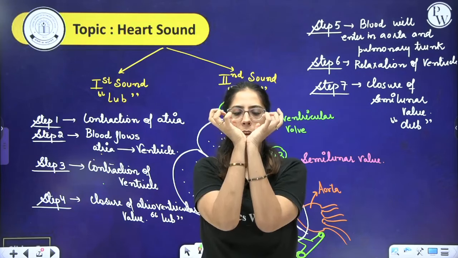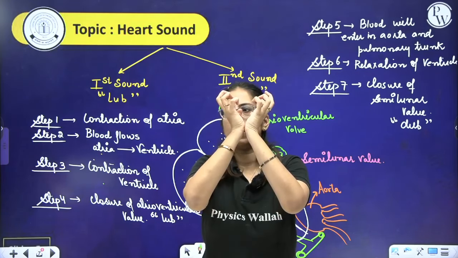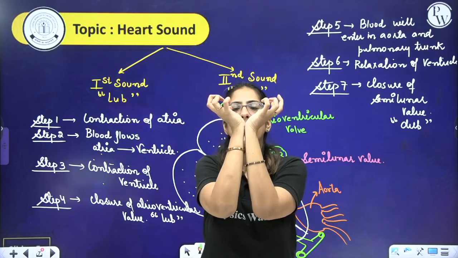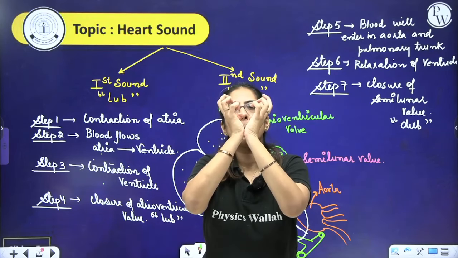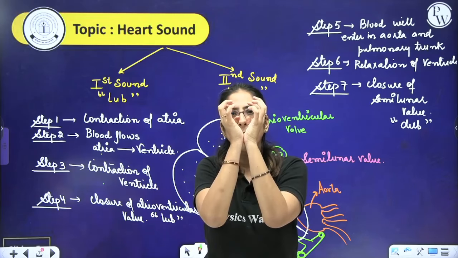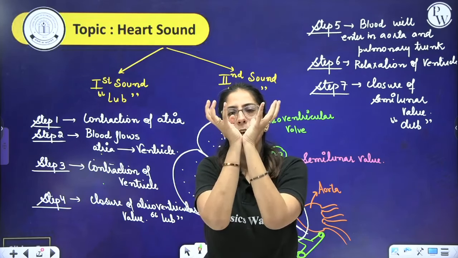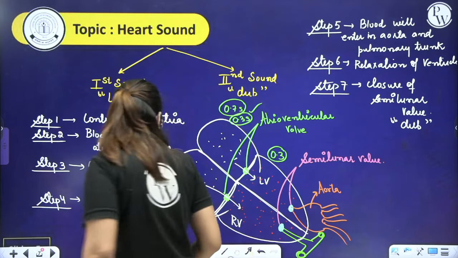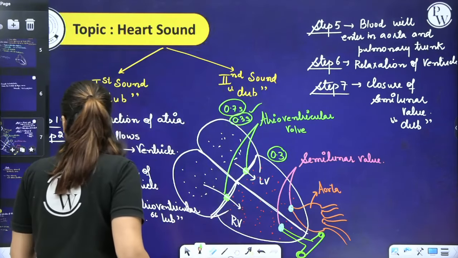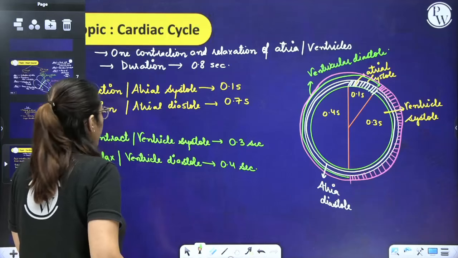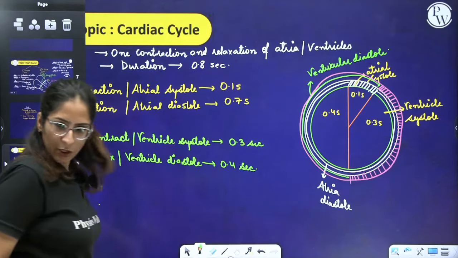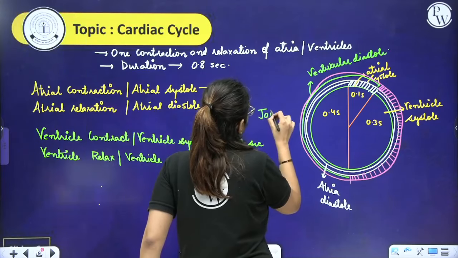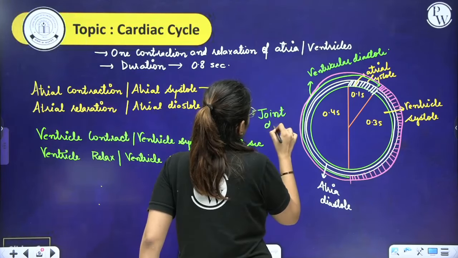Clear? Now we have a ventricle like this. The ventricle is contracting for 0.3 seconds. Then it relaxes for 0.4 second. So this relaxation of 0.4 second is happening here also. Clear? So that is termed the joint diastole. What do we call this? This 0.4 second is also termed your joint diastole.